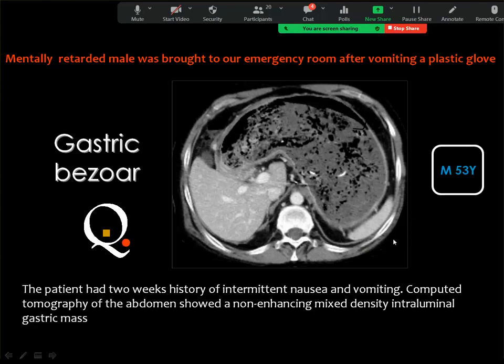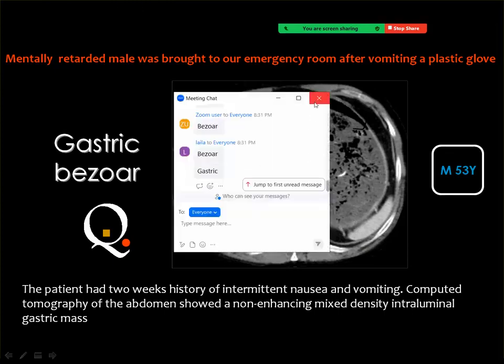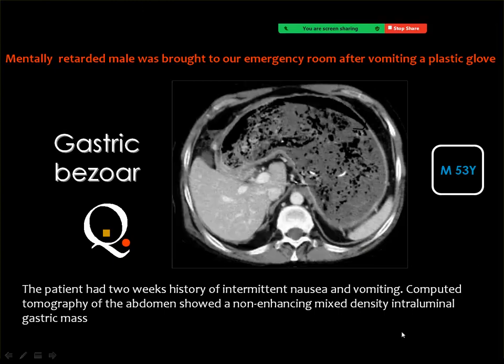Okay, gauzeoma is missed after surgery, but this is inside the skull. If anyone can stop this noise, it will affect the recording. Okay.